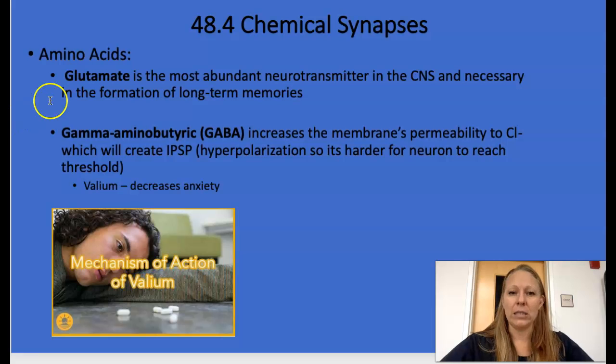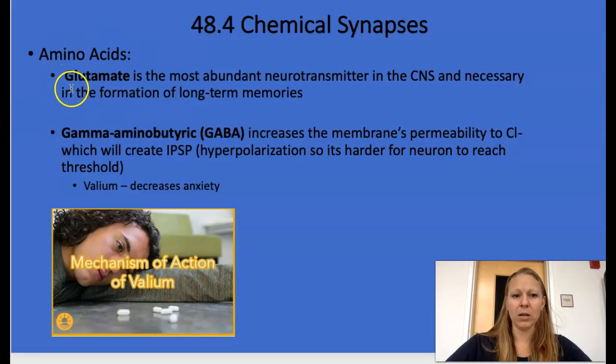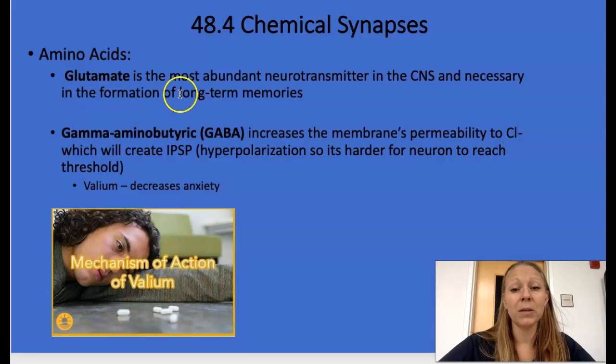So amino acids are a type of neurotransmitter, or we use amino acids as a neurotransmitter. Glutamate is one of the most abundant neurotransmitters in the central nervous system and is necessary for the formation of long-term memories. Another important one that we're going to be talking about is GABA.